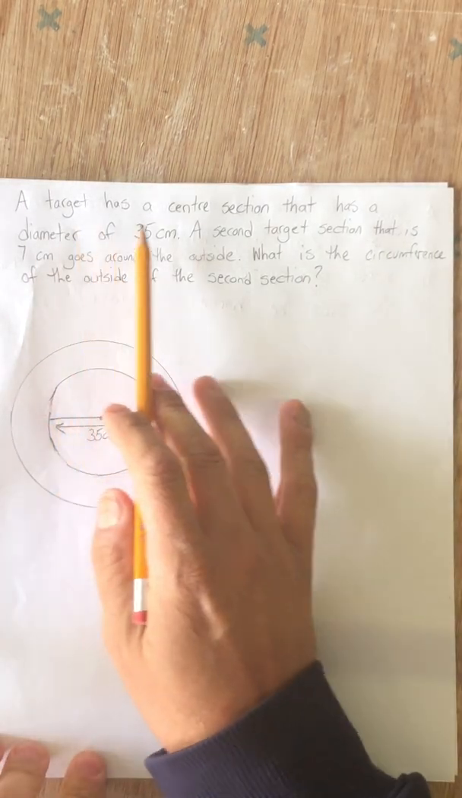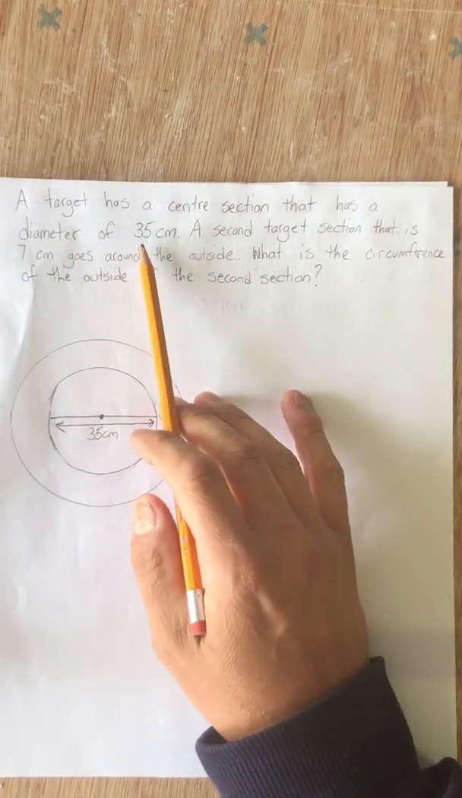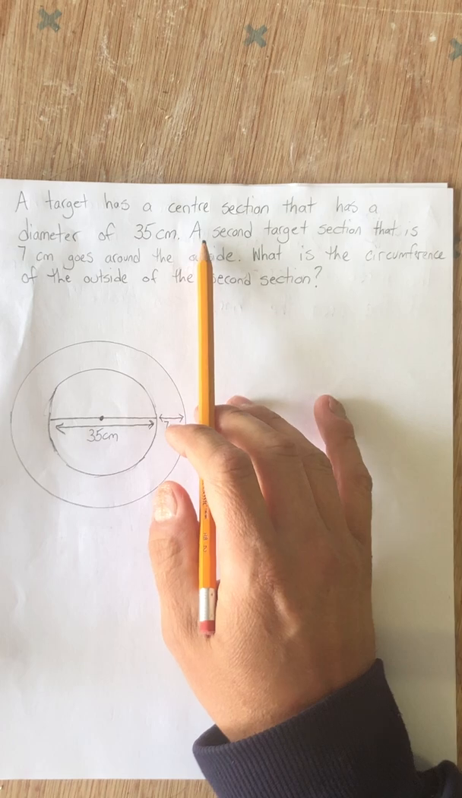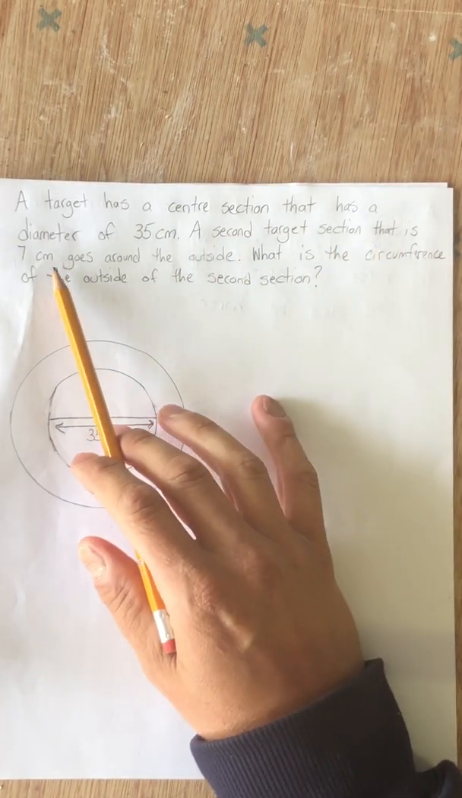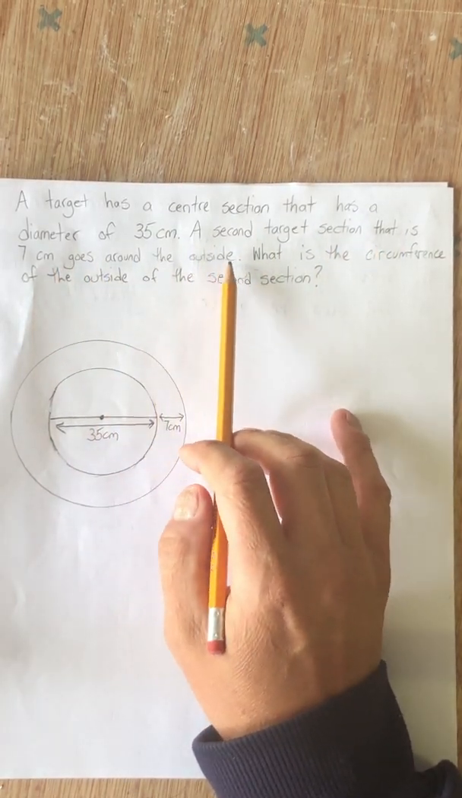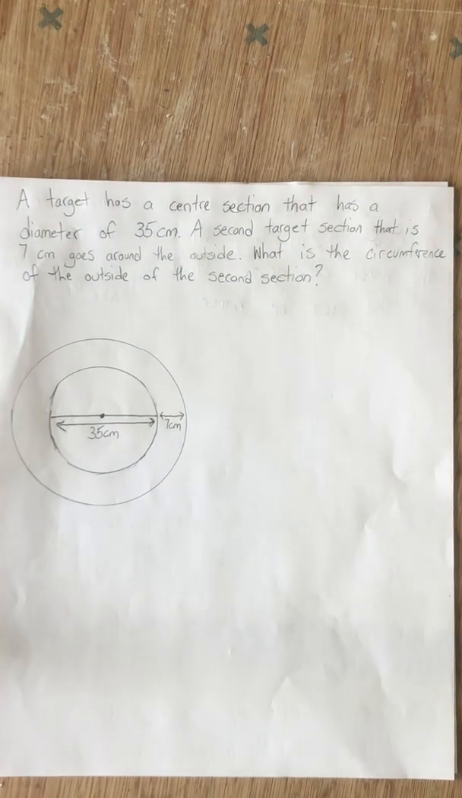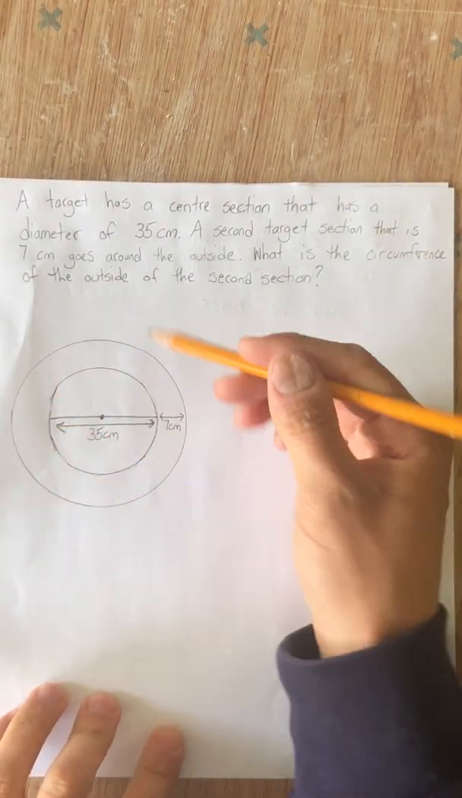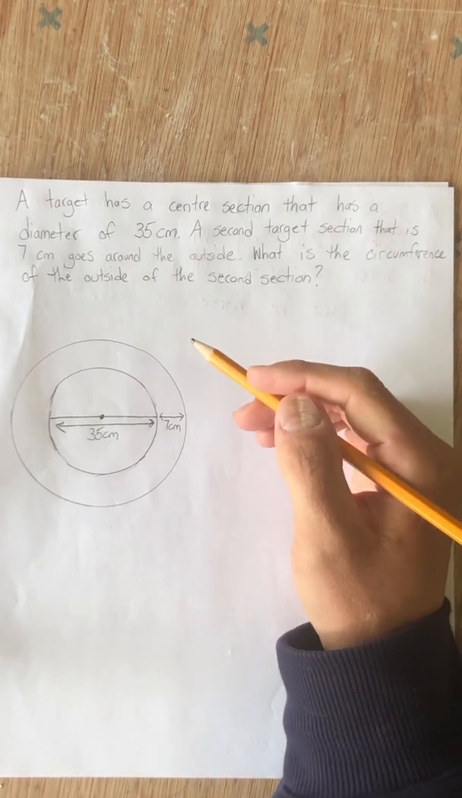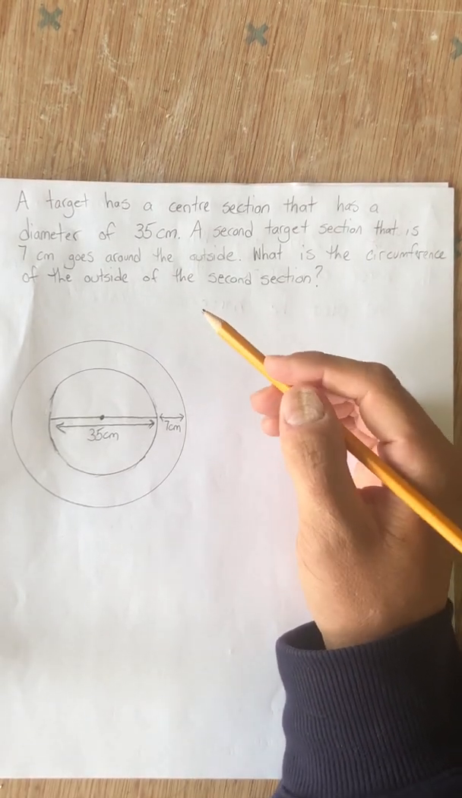So a target has a center section that has a diameter of 35 centimeters, and a second target section that is 7 centimeters goes around the outside. What is the circumference of the outside of the second section? Okay, so what's this asking? So here's a target. Sorry, I know it's ugly. I didn't do a very good job of drawing it, but we get the idea.